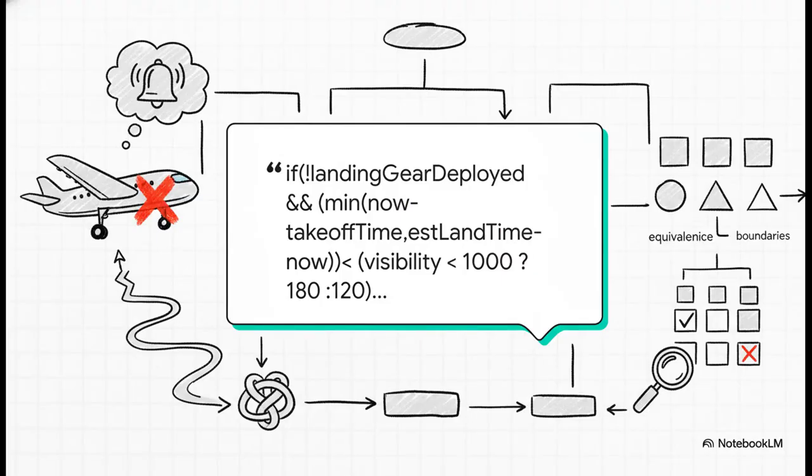Whoa, take a look at this line of code. This is supposed to decide when to sound a landing gear alarm. Now, just trying to read that and figure out if it's correct, it's a nightmare, right? This is a prime hiding spot for a really dangerous bug. You can't just eyeball this. This is exactly why you need a systematic approach using those equivalence classes and boundary tests for every single variable in there.